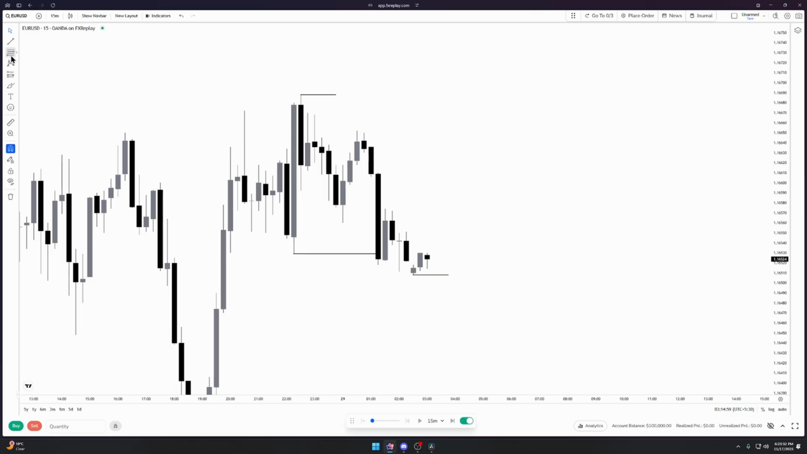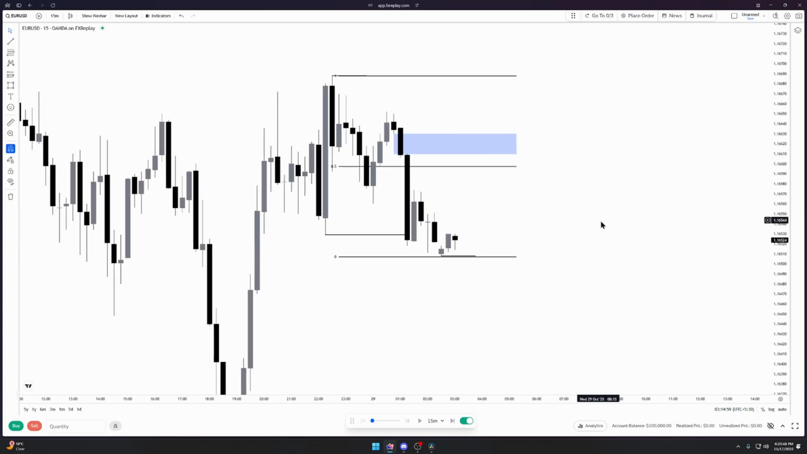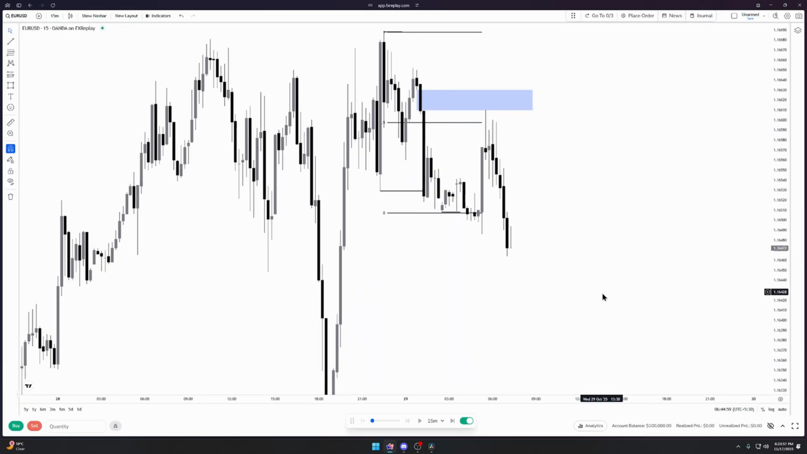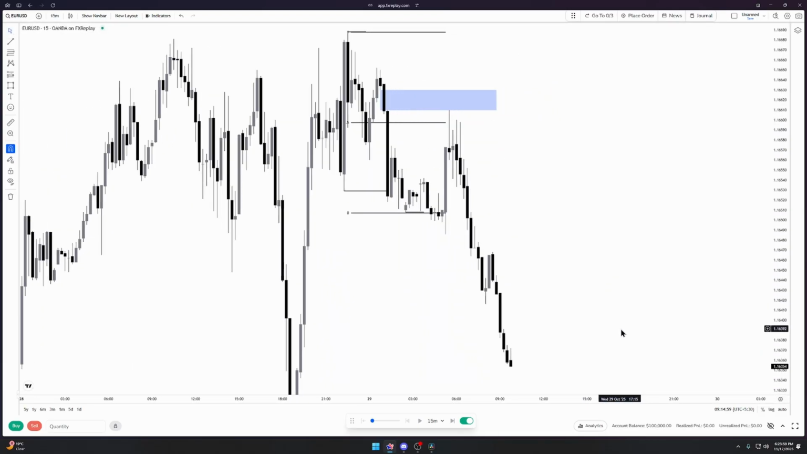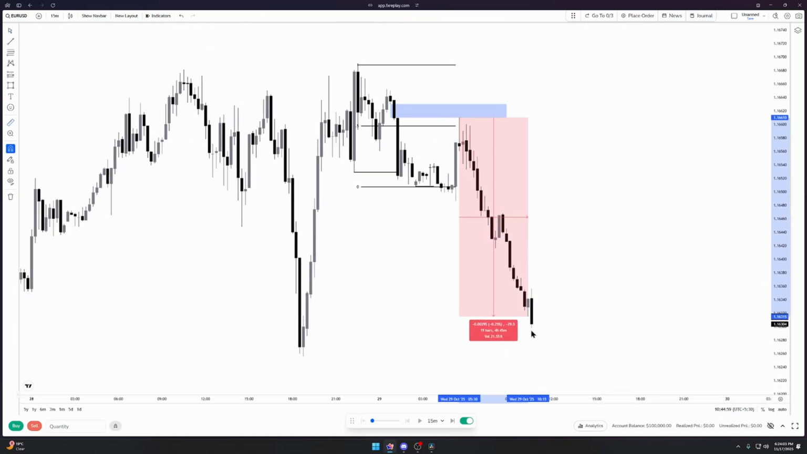Now we take our premium discount tool from this high down to the new swing low. Next, we will mark the PD array that lies inside the premium range. In this case, we have a fair value gap, which becomes our point of interest for short opportunities. As you can see, the market taps this fair value gap perfectly and delivers a massive move to the downside.